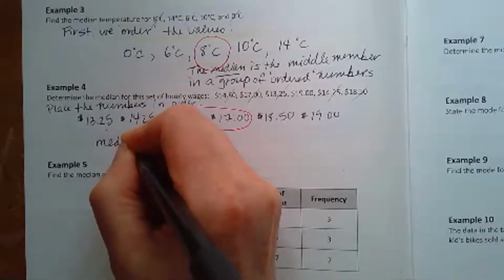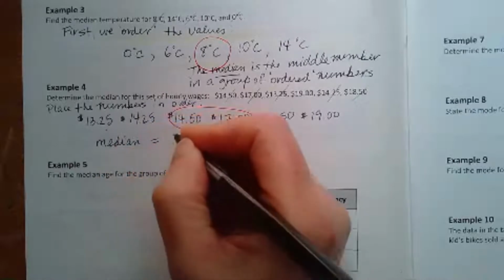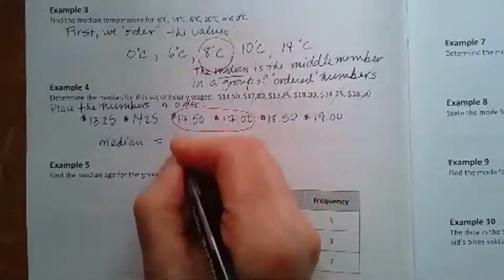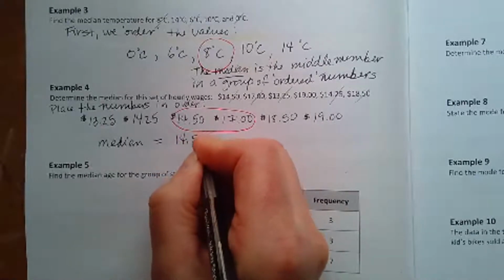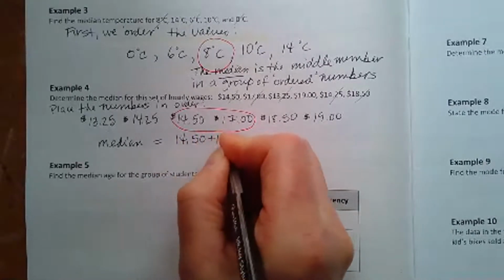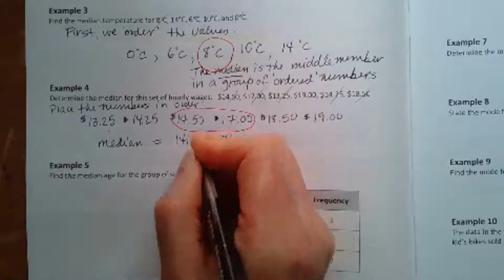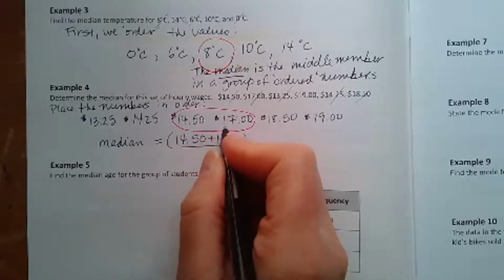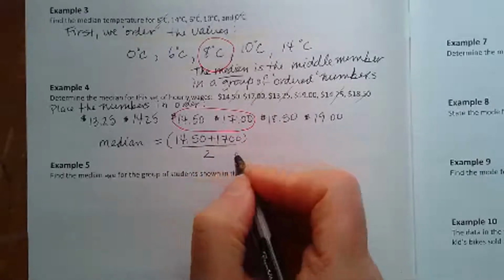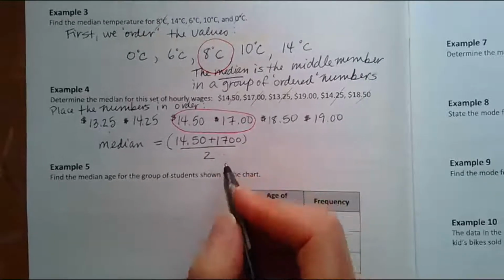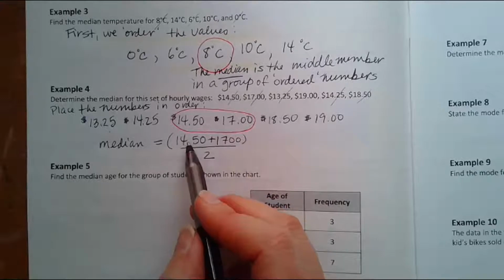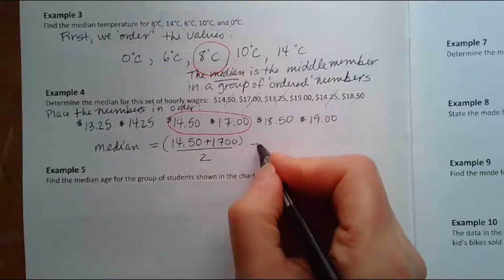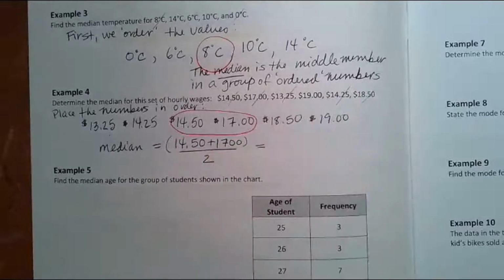the median equals, okay, we're going to do the skill we just did. I have to find the mean of these two, meaning I'm just finding the average or the mean of these two numbers, exactly what we did on the previous page. I'm going to add the two middle values, and then I divide by 2 because there's only two numbers here.